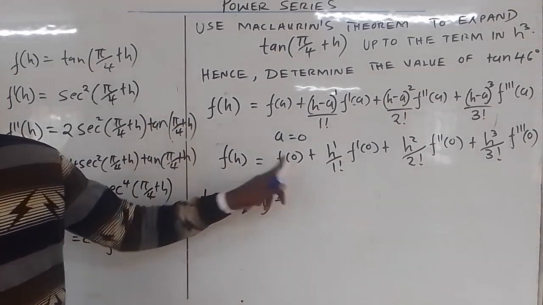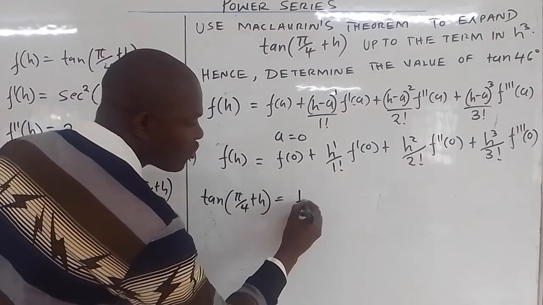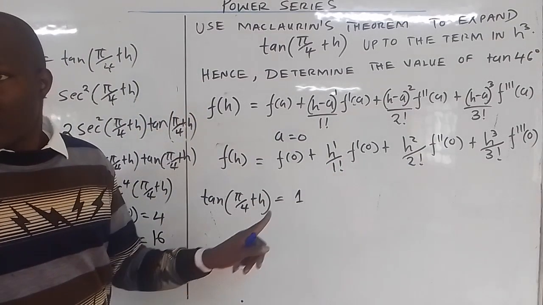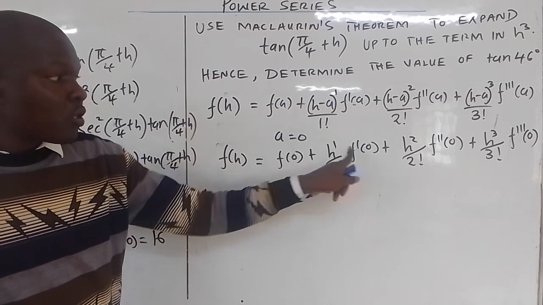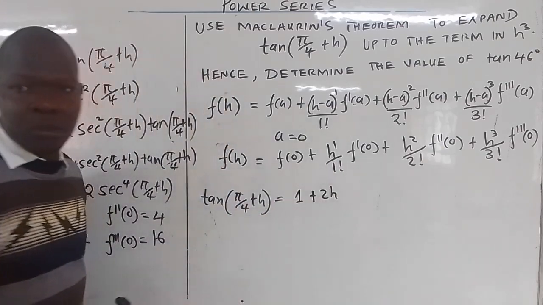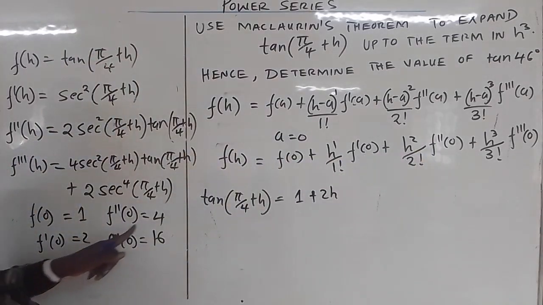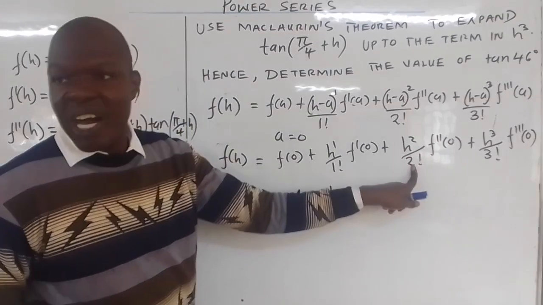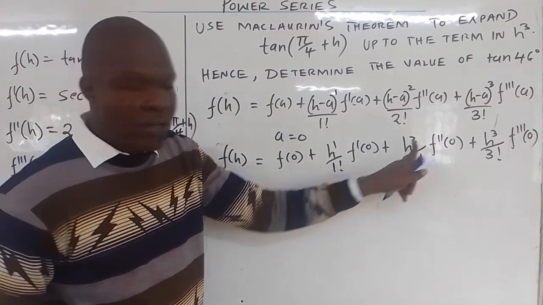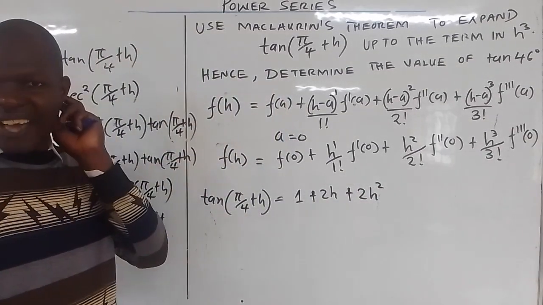So go to this one. What is f of 0? This is 1, isn't it? So it is 1. F prime of 0 is 2, isn't it? Are we together? So 2 times h raised to power 1 divided by 1 factorial, so you just get plus 2h. Then you move, what is f double prime of 0? Is 4. So 4 divided by 2 factorial, 2 factorial is just 2. 4 divided by 2 is 2, isn't it? 2 times h squared, 2h squared. Are you seeing that?